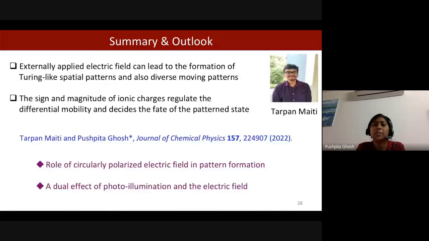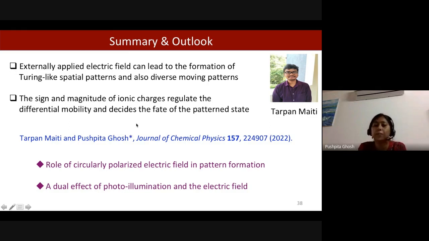So, to summarize briefly, we realize that an externally applied electric field can lead to pattern formation from a homogeneous state, and it can also give a wide variety of diverse moving patterns, some of which I discussed and showed you in today's lecture. One of the important things is that the sign and the magnitude of the ionic charges regulate the differential mobility and decide the fate of the pattern state.